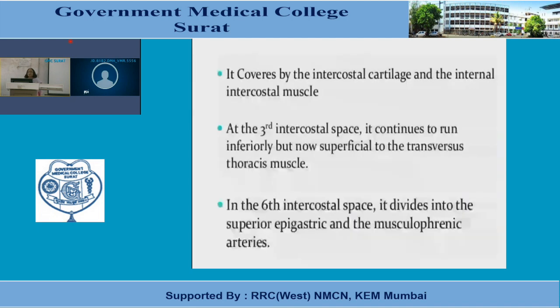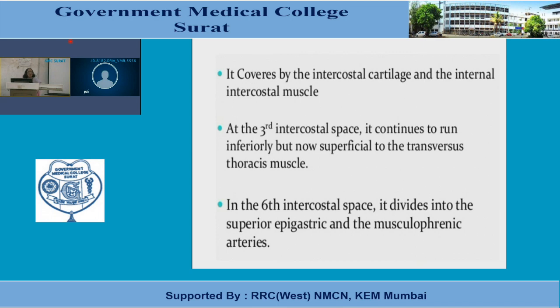Now the course of the origin of the subclavian internal thoracic artery is covered by the intercostal cartilage, as I showed in the diagram, and the intercostal muscle, because the gap between the two ribs is filled up with the intercostal muscles. Out of three, one is important, that is the internal intercostal muscle. At the third intercostal space, it continues to run inferiorly but now superficial to the transversus thoracis muscle.